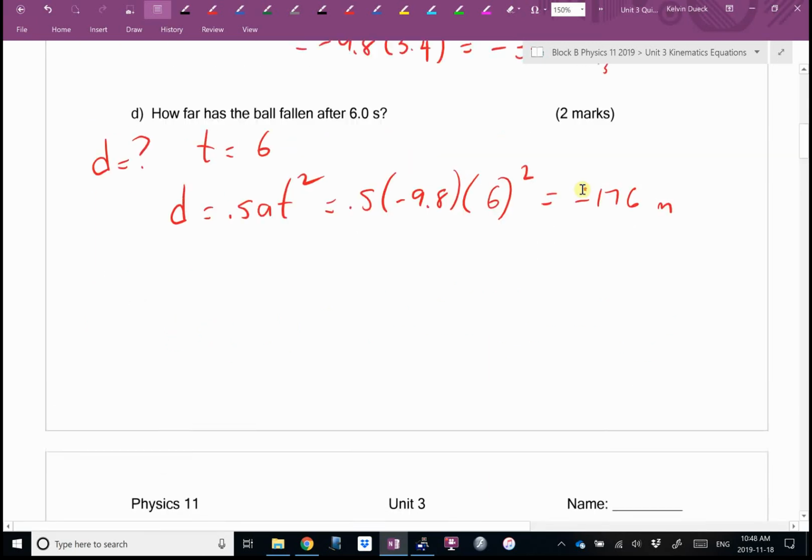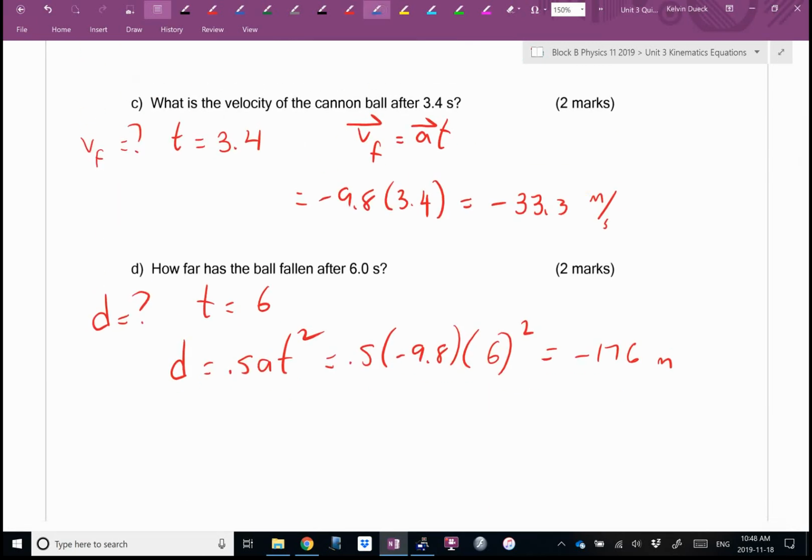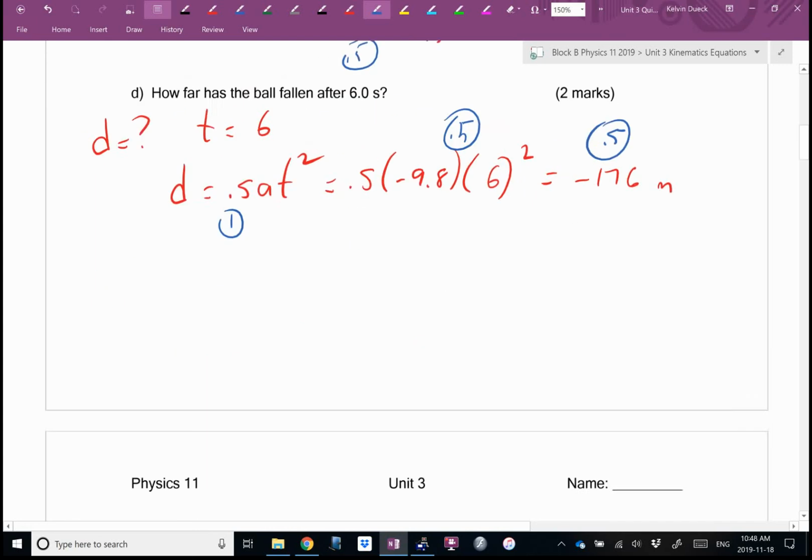Okay. Again, for both of these, I would give you 1 mark for that because the VF is already by itself. Half mark, half mark. 1 mark for that. Half mark, half mark. But if you got the right answer, 2 out of 2.